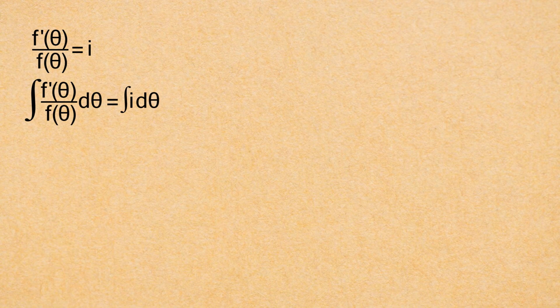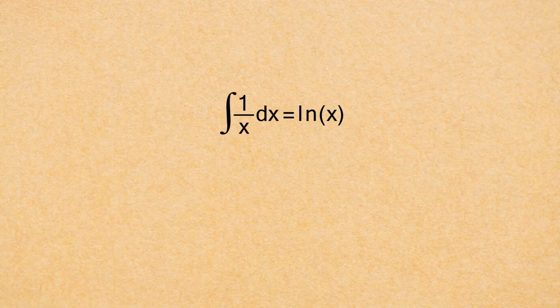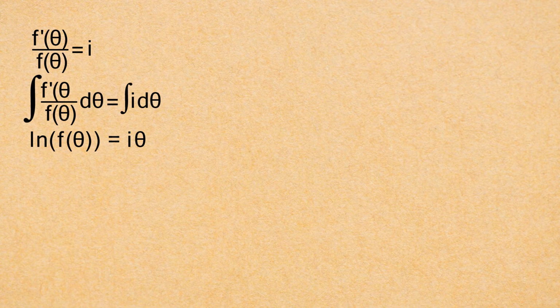That's pretty elegant already. Let's integrate both sides. Here we go. We'll write the integral of f prime theta over f theta d theta equals the integral of i d theta. We're integrating with respect to theta. Now, to integrate the left side, we have to remember from calculus 2 that the integral of 1 over x dx is ln x, natural logarithm x. So with that in mind, we integrate the left-hand side, and we get ln f of theta equals i theta. The integral of i, which is the constant, is i theta.